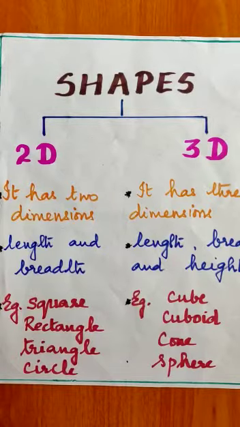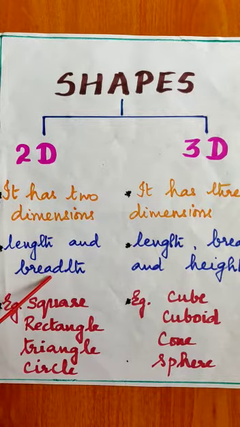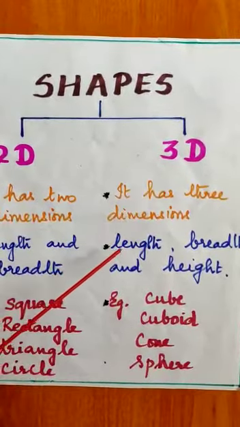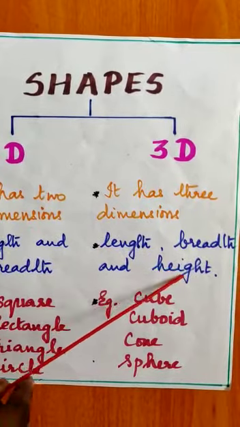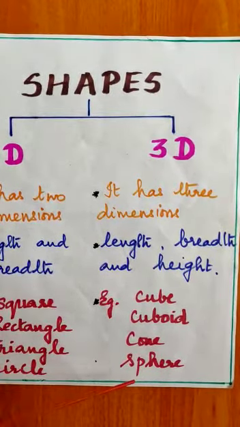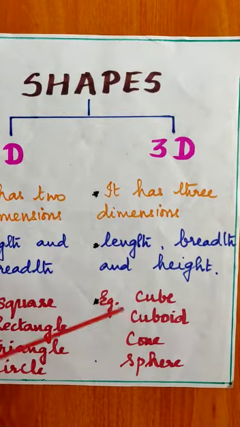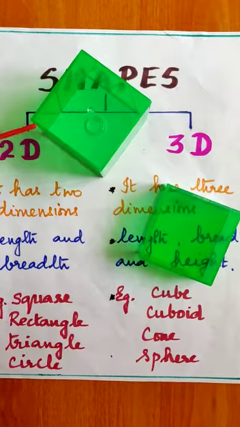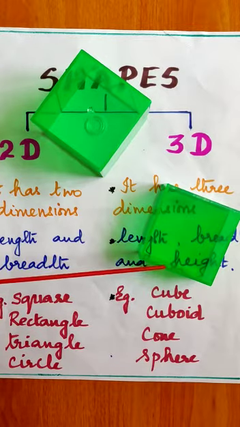Now, coming to the properties of shapes, the 2D shape has two dimensions, that is the length and the breadth. The 3D shapes have three dimensions. They have length, breadth and height. Then we saw the examples of 2D figures and the examples of 3D shape objects. We also saw the properties of the 3D shape cube and the cuboid.